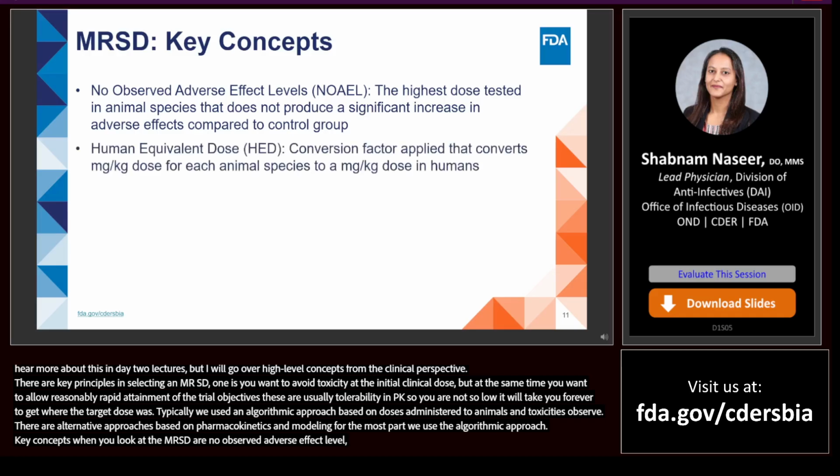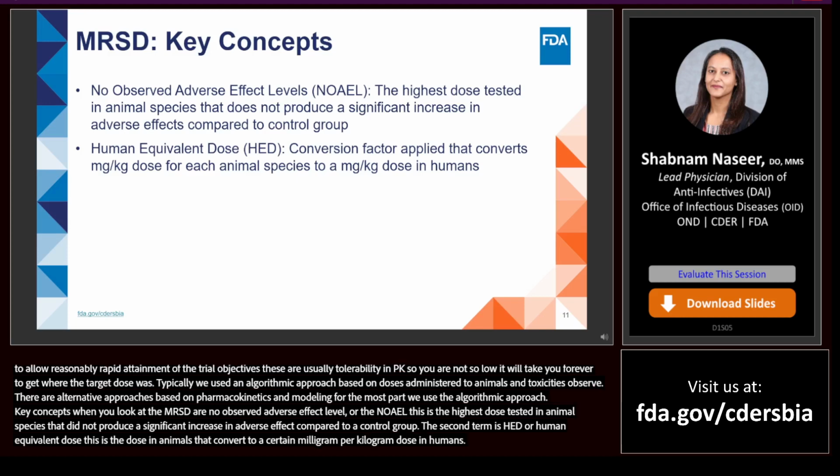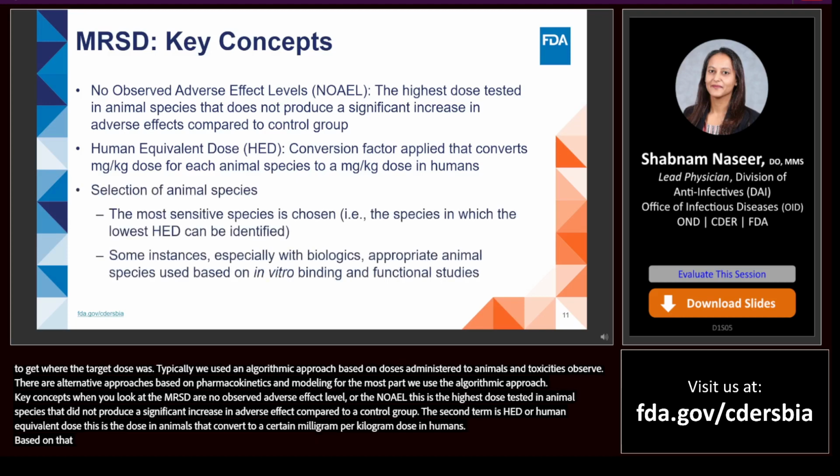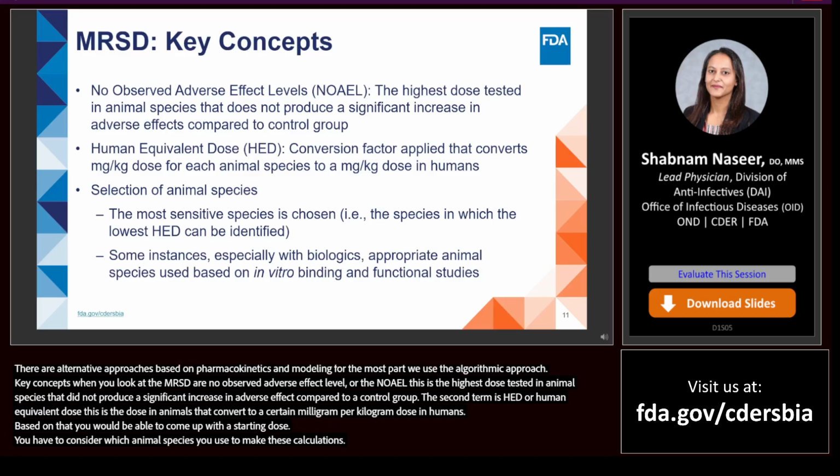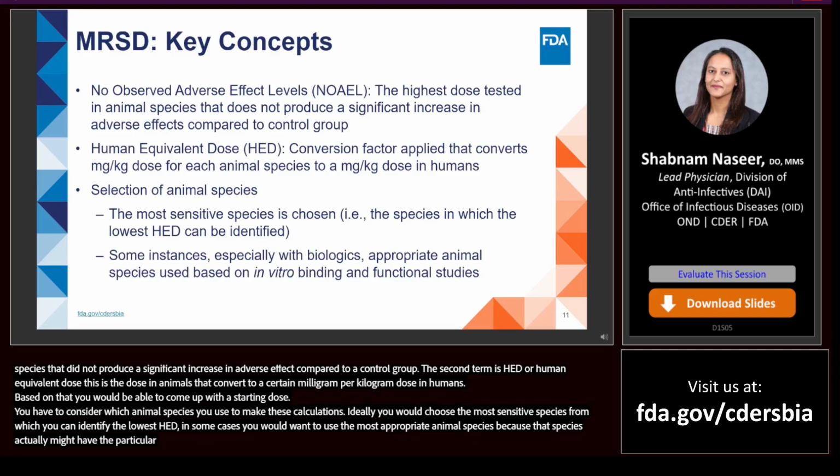The second term is HED, or human equivalent dose, and this is really what is the dose in animals that converts to a certain milligram per kilogram dose in humans. Based on that, you would be able to come up with the starting dose. Then you also have to consider which animal species you use to make these calculations. Ideally, you would choose the most sensitive species, and that's the species from which you can identify the lowest HED. In some cases, however, you would want to use the most appropriate animal species because that species actually might have the particular target of interest, and this is especially seen with biologics.